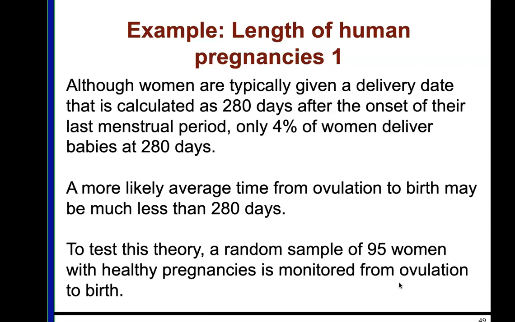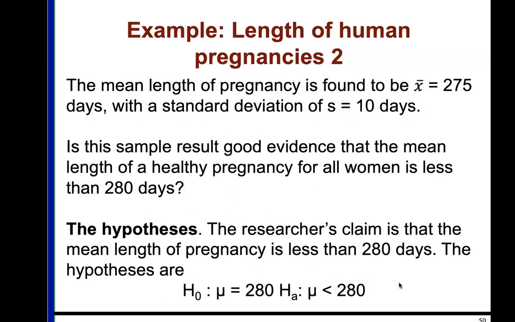So we're going to start with a small sample of 95 women with healthy pregnancies, and we're going to monitor to see how long it takes from ovulation to birth. Based on these 95 women, the sample mean is 275 with a standard deviation of 10 days. So the question is, is 275 far enough away from 280 for us to think that the mean is something other than 280 days? We first need to set up our hypotheses. Either the mean is equal to 280, that would be our null hypothesis, or the mean is less than 280, that would be our alternative.